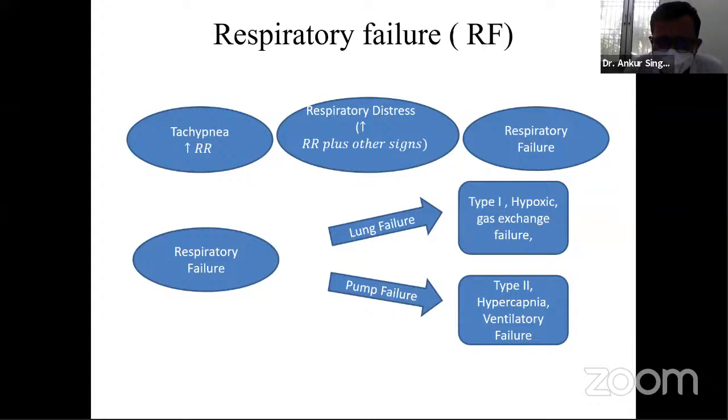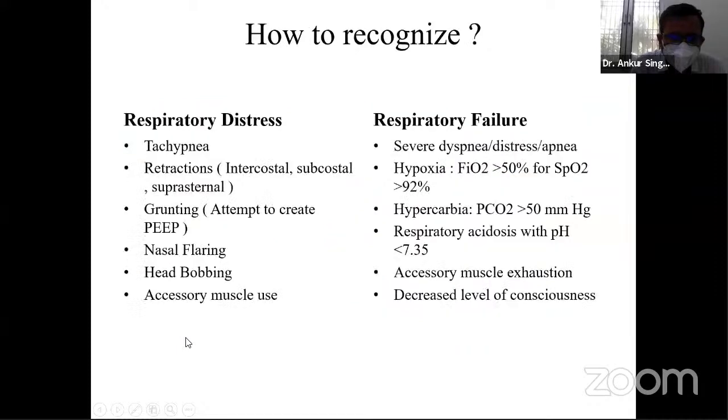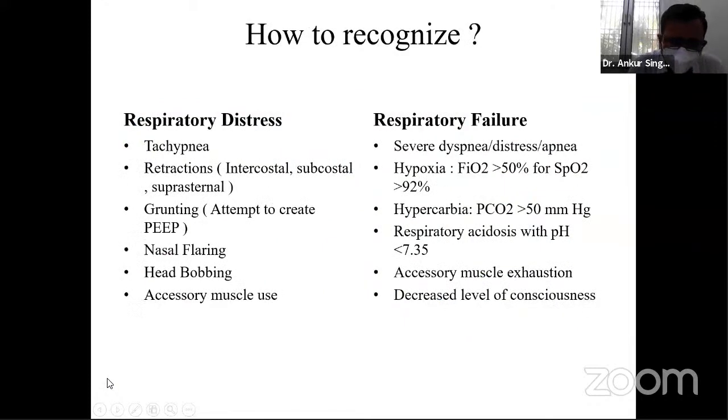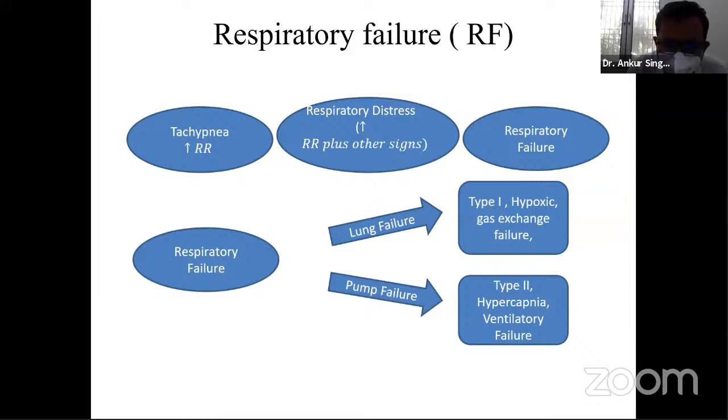And when this respiratory distress progresses, then we have end organ damage in the form of CNS irritability. Child may end up in shock, child may end up in respiratory arrest. That is called respiratory failure. So child may come to us in any of the stages. Child may come to us in the stage of tachypnea, in the stage of respiratory distress, or in the stage of respiratory failure.